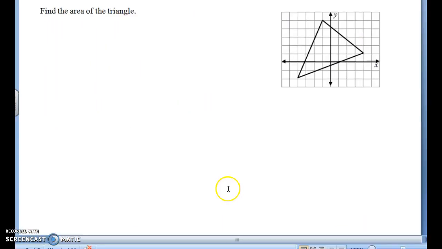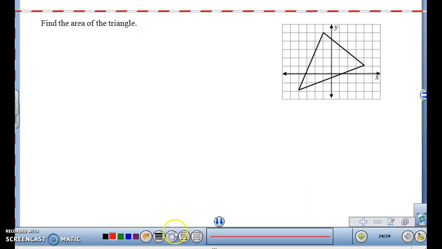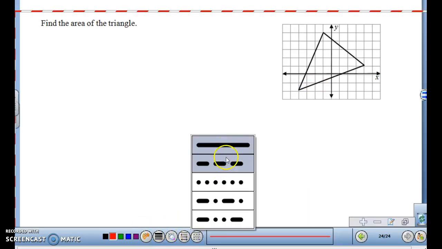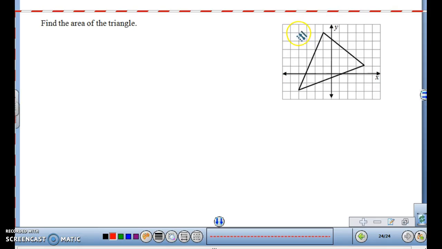Well, we know the area of the triangle is 1/2 base times height, but the problem with this is my base and my height aren't nice horizontal or vertical lines. So what could we do to find the base and the height? Well, we can do a little sneaky work on this. We can take each side of this and square it off. So I'm going to take this and square it off.